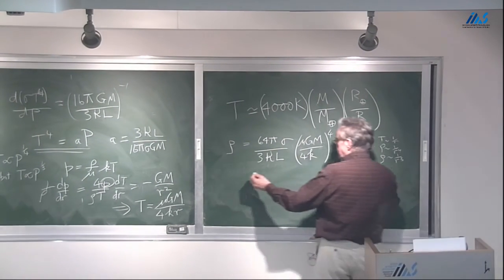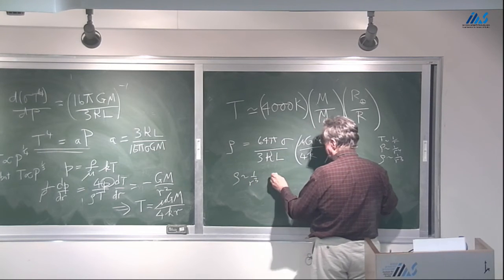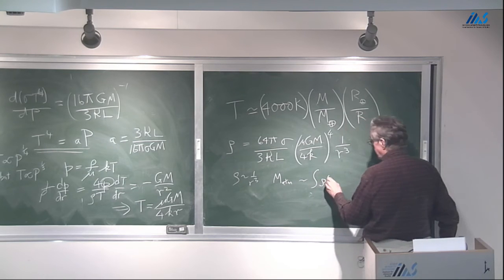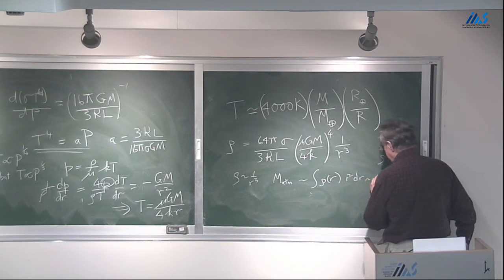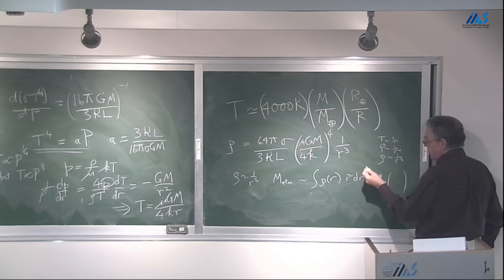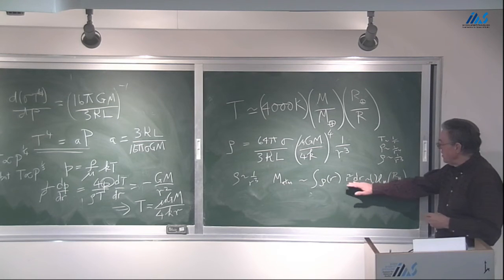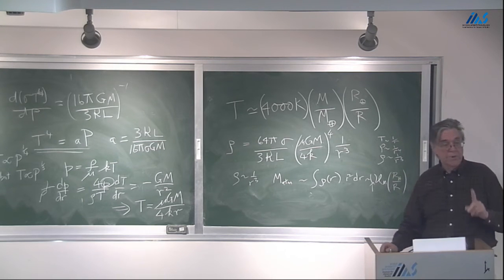Now, since rho goes as 1 upon r cubed, when you calculate the mass of the atmosphere, which of course involves the integral of the density times r squared dr, you can see that it's logarithmically sensitive to the outer boundary. And a whole bunch of other stuff which is much more important. I only do this to get across a very, very important idea.